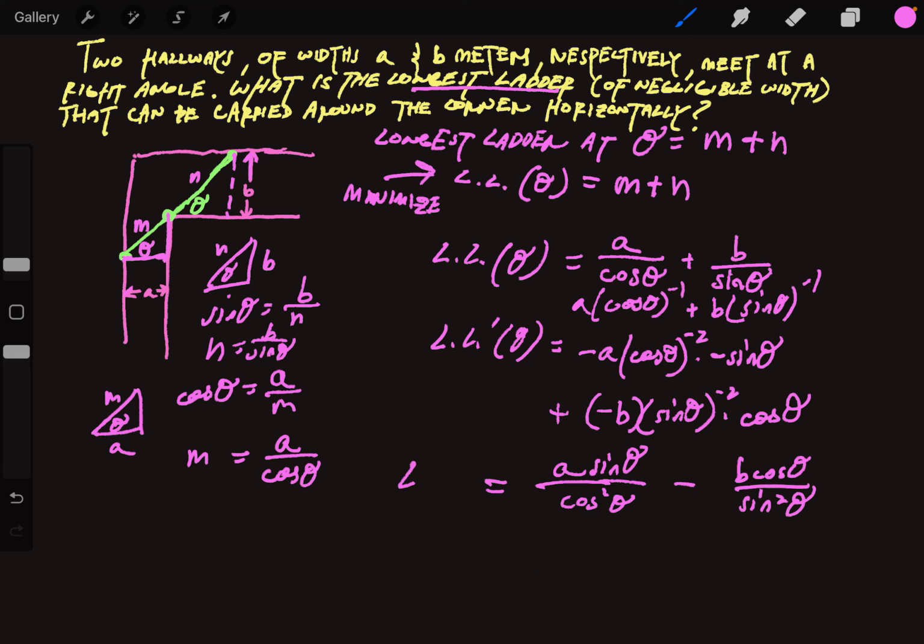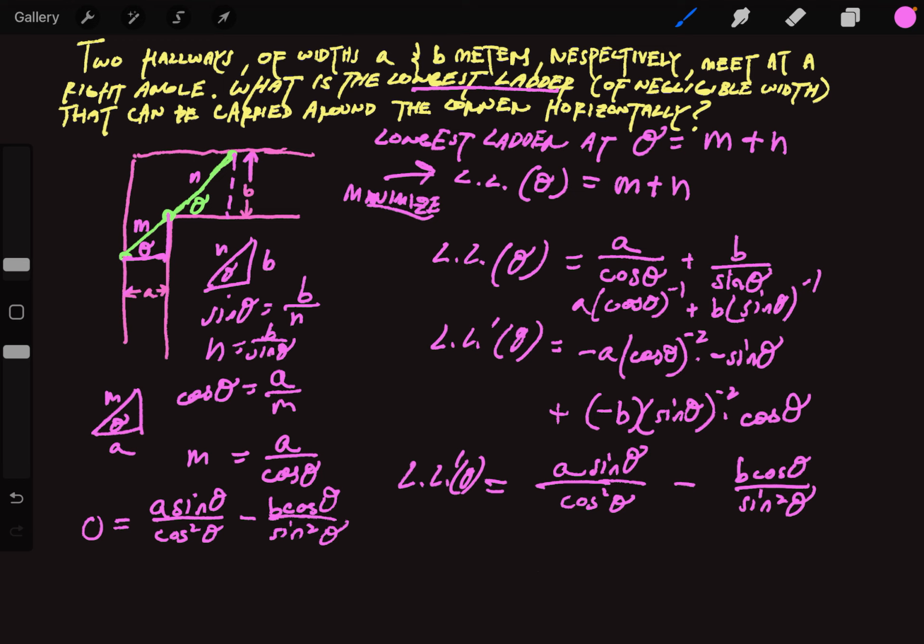Now this is my derivative, and what do I typically want to do? I want to set it equal to 0, because where it's equal to 0 is where I could have a min of this function, because I'm looking to minimize. So I set this derivative equal to 0. 0 is equal to a sine theta cosine squared theta minus b cosine theta over sine squared theta.